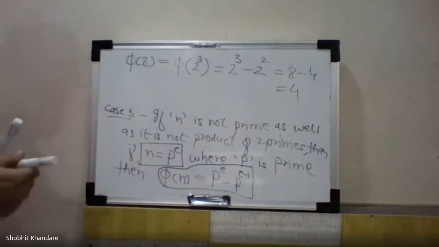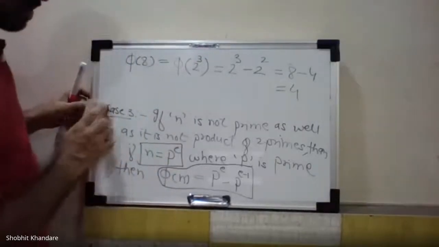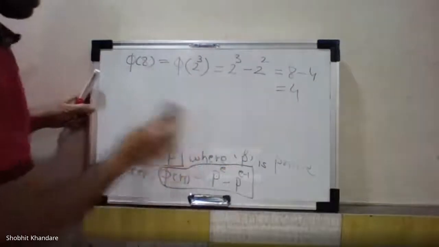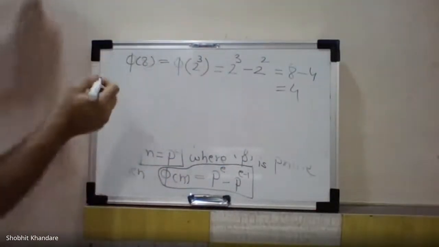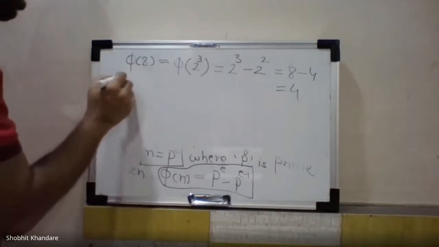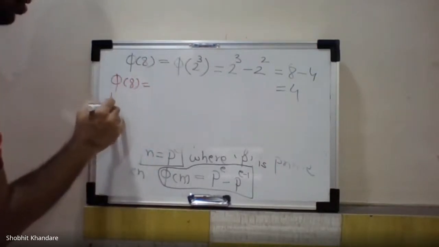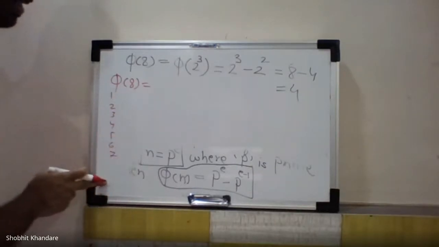And here we'll cross check. I will cross check with this answer because this is a smaller number. Okay, and you will also have a practice of this. So phi of 8 is how much? So you write down 1, 2, 3, 4, 5, 6, 7. I will not write down 8.